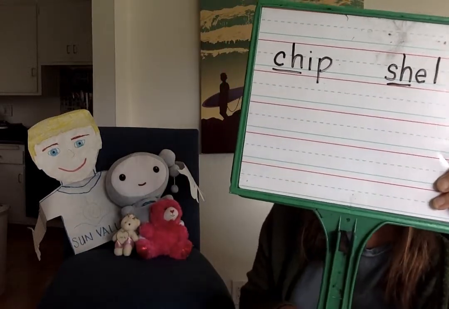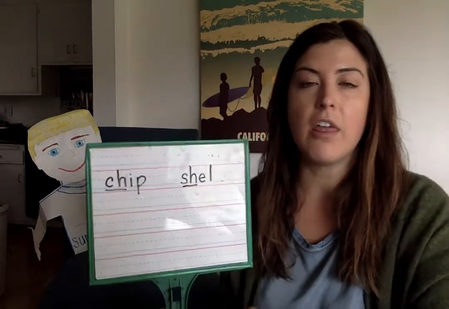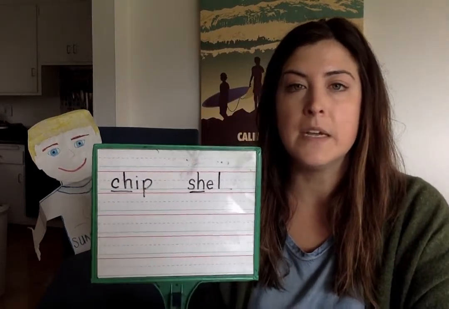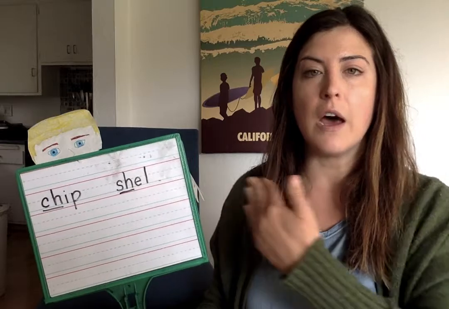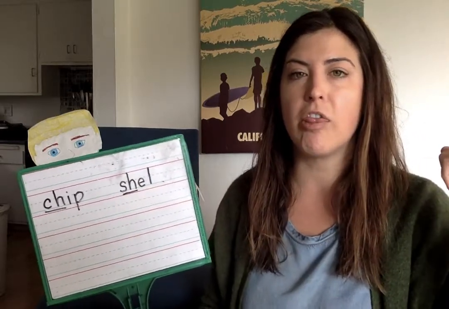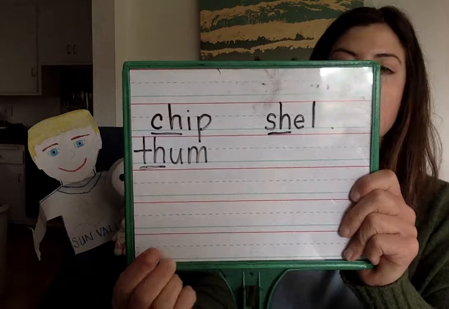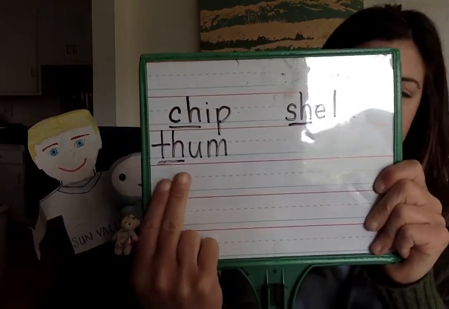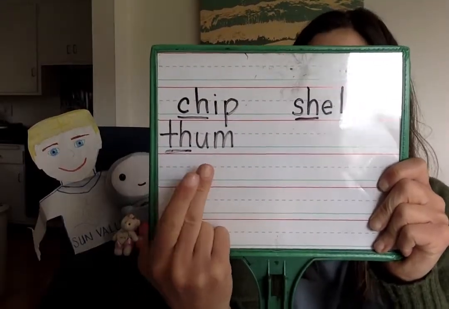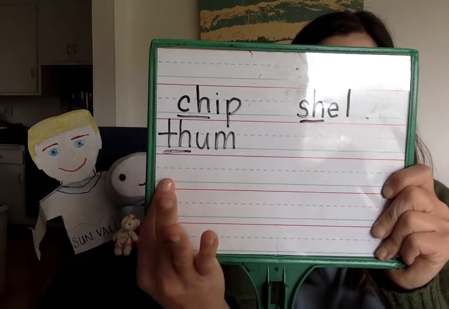Okay, the next word that I want to write is thumb. Say thumb. Sound thumb. Thumb. Which one? Check your work. Let's check it. Thumb is the TH digraph. So it should be T-H-U-M.